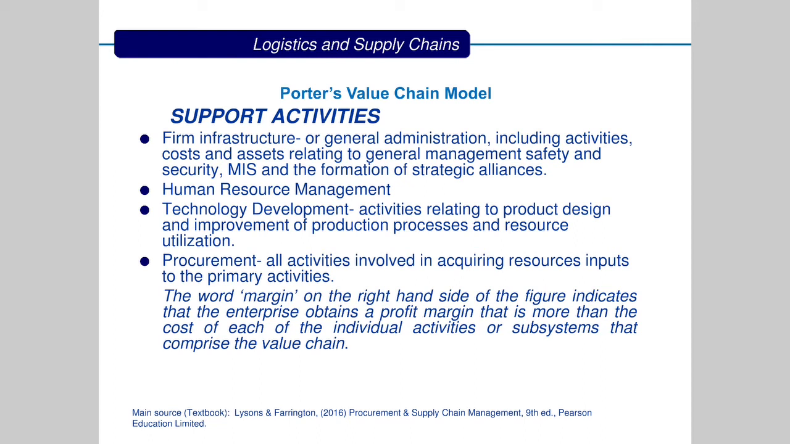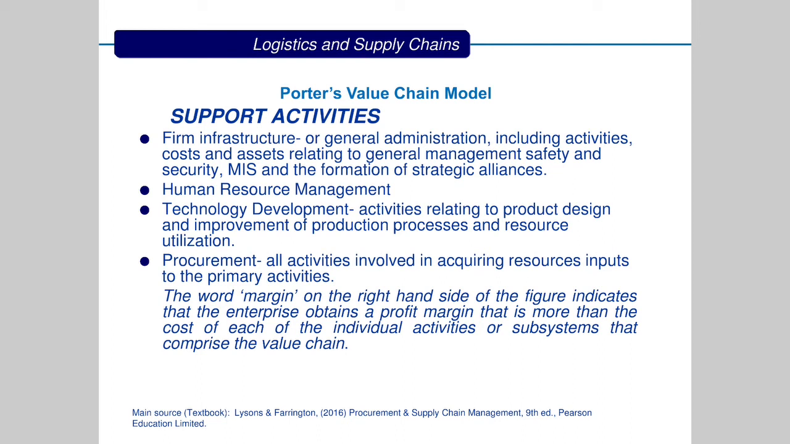So firm infrastructure, or general administration, includes activities, costs, and assets relating to general management, safety and security, MIS, and formation of strategic alliances. So all those activities which are related to cost and assets and support general administration, MIS, management information system, like the computer network of the organization connected internally and externally. All these things are covered here.